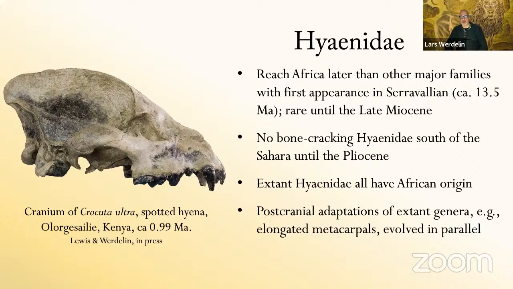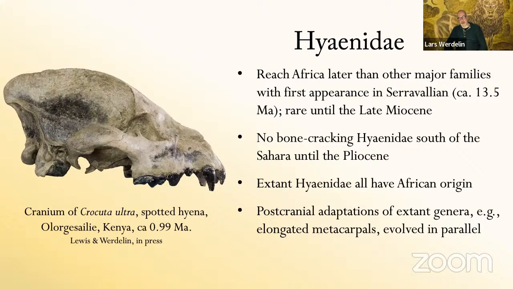There's a change in faunas around this time, and some new taxa appear, and Hyaenidae was one of them. But hyenas in Africa are rare until the late Miocene, and there were no bone-cracking hyaenids of the modern type south of the Sahara until the Pliocene.